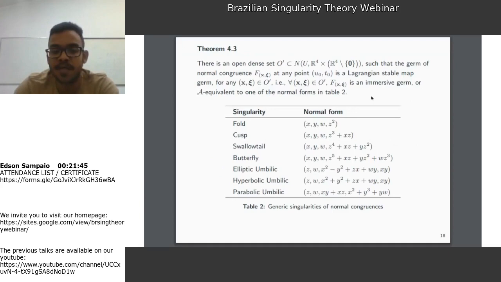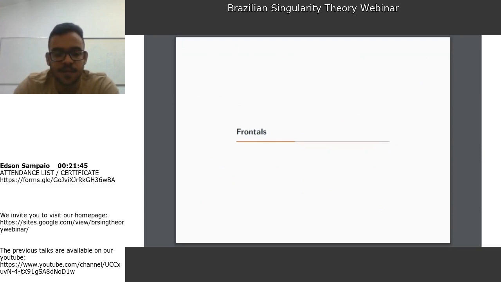In the case of Blaschke line congruence, because these are the Lagrangian stable singularities. And then with this, I finished the first part of the first half of my presentation. So I will stop talking about the case of R4, and then I go to the case of codimension 1 in R3 to discuss the case of frontals and find normal vector fields.